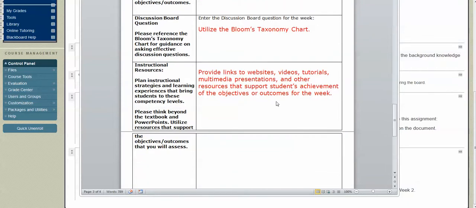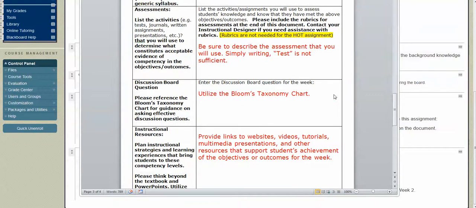Finally, the resources section is where you will plan the readings and learning experiences that will bring students to the desired competency level and ultimately help them meet the objectives and outcomes for the week. Here you can provide links to websites, videos, tutorials, multimedia presentations, and other resources that support students' achievement of the objectives.